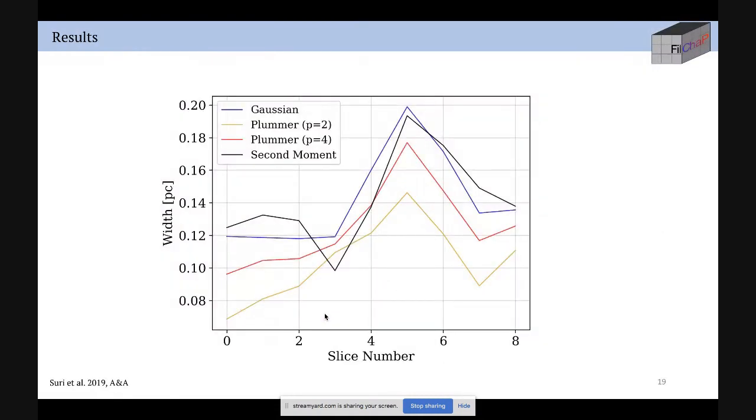One of the most striking things that FilChaP put out from our C18O data of our filaments was that the filament width changes even along a single filament. So this plot shows the filament width along a single filament calculated using different methods. Basically, what you can see is that the filament width goes up along the filament and then it goes down again. And then you can ask what happens along the entire cloud if it changes along a single filament.